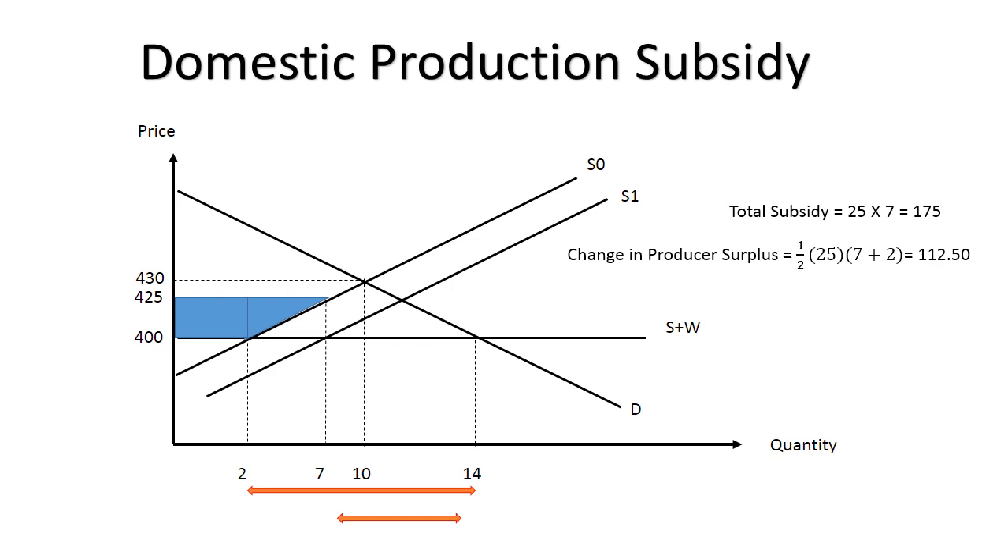How much is the protective effect? The black area is the protective effect, and how much is it? The protective effect is equal to 1 over 2 times 25 times (7 minus 2), then you will get 62.5.